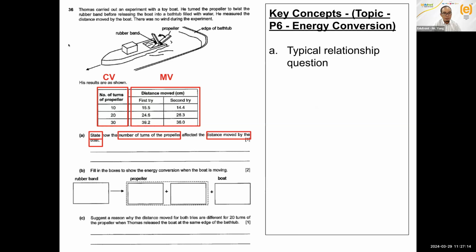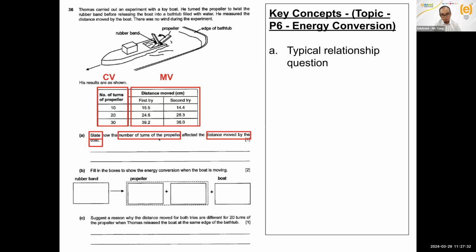Okay, so this is a typical relationship type question. You guys remember, right? Very straightforward. So that means you need to state how the number of turns of the propeller affect the distance moved by the boat. Please use the terms that they use in the question itself. Do not paraphrase or use other phrases, because it could mean differently.